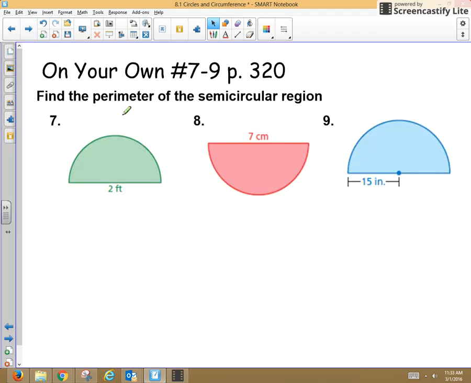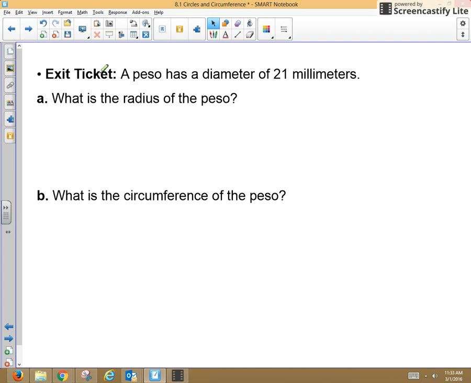Right now, I'd like you to try 7 through 9 on your own. And now your exit ticket. A peso has a diameter of 21 millimeters. What is the radius of the peso, and what is the circumference of it? So go ahead and try to solve those.